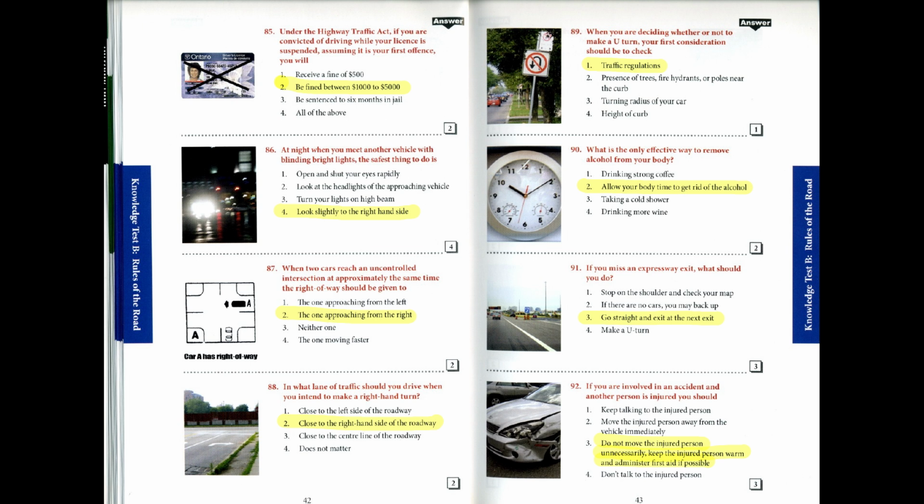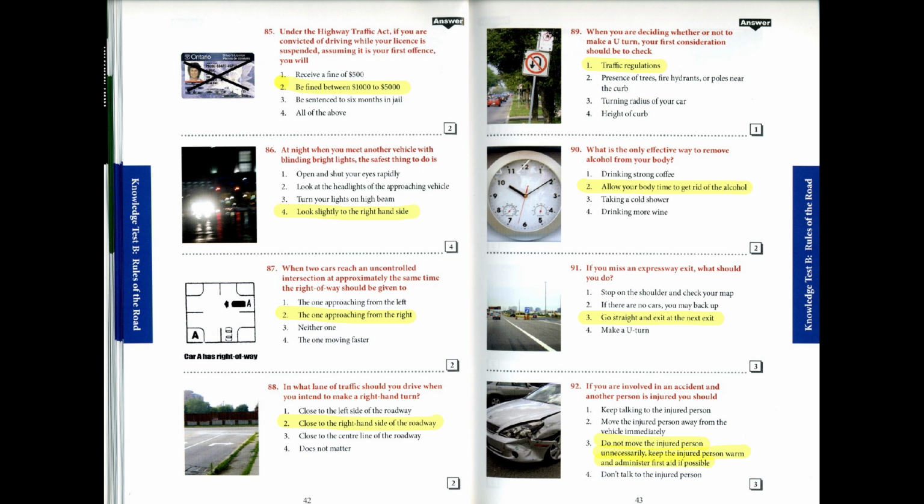Number 88. In what lane of traffic should you drive when you intend to make a right-hand turn? Close to the right-hand side of the roadway. Number 89. When you are deciding whether or not to make a U-turn, your first consideration should be to check traffic regulations. Number 90. What is the only effective way to remove alcohol from your body? Allow your body time to get rid of the alcohol. Number 91. If you miss an expressway exit, what should you do? Go straight and exit at the next exit.